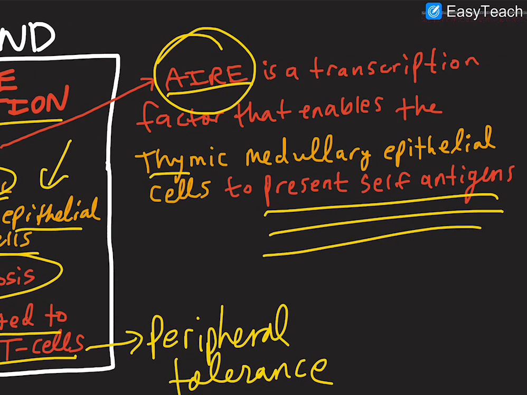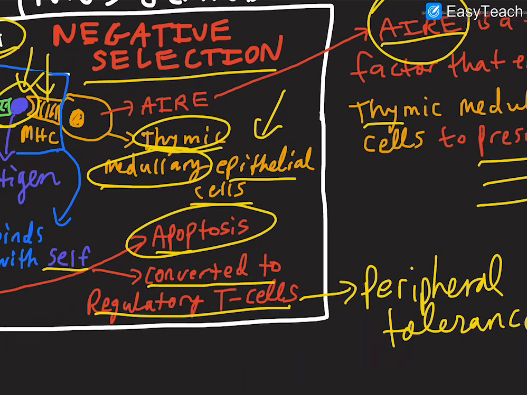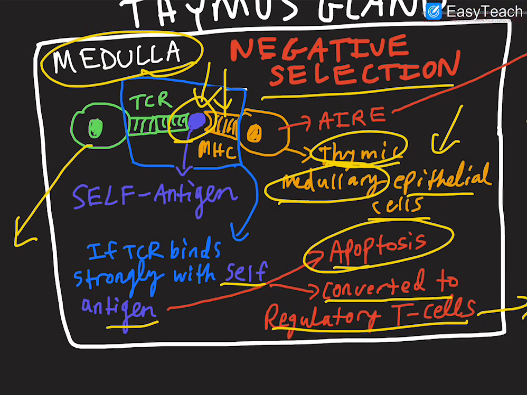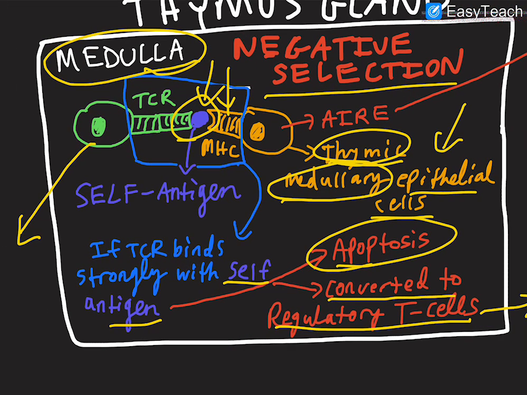And if you can't present self-antigens on your thymic medullary epithelial cells, you can't do negative tolerance properly. So then that means what? You can't train your developing T cells. You cannot train them, which means your T cells can go to your circulation and self-react with your own body tissues. So you can get autoimmunity because of this.